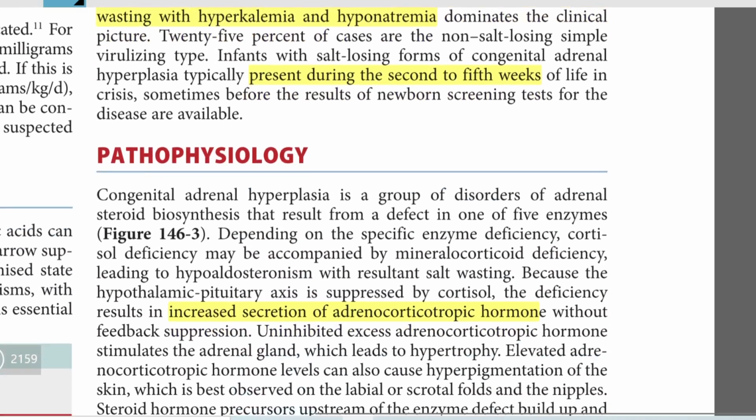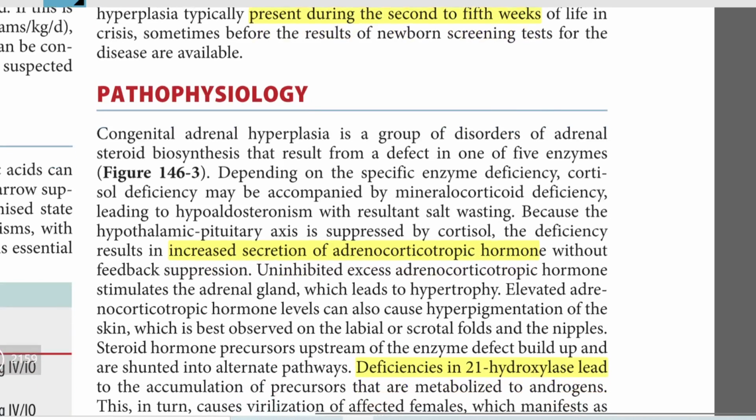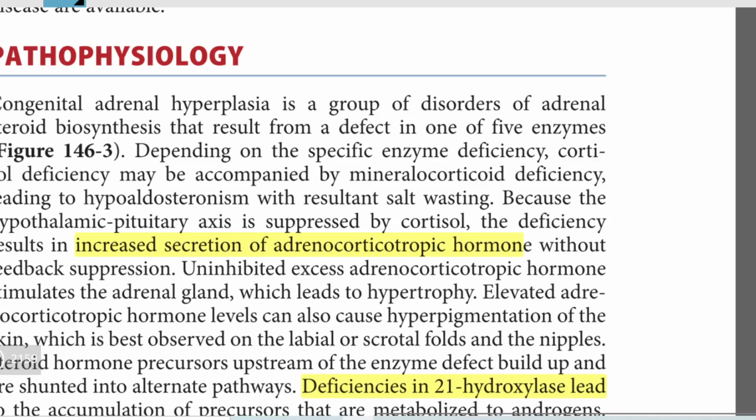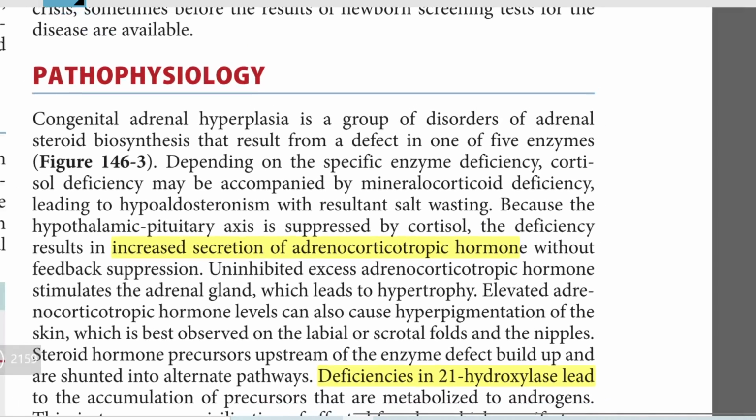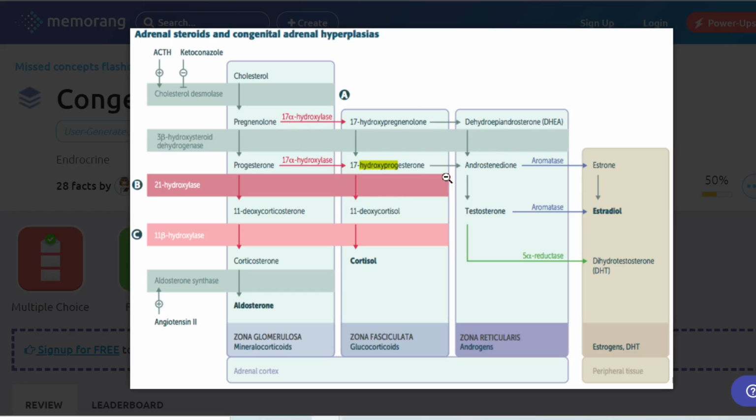Coming to the pathophysiology. Congenital adrenal hyperplasia is a group of disorders of adrenal steroid biosynthesis that results from a defect in one of the five enzymes. Let's look into the various enzymes. This is the flow diagram of the adrenal steroid synthesis.